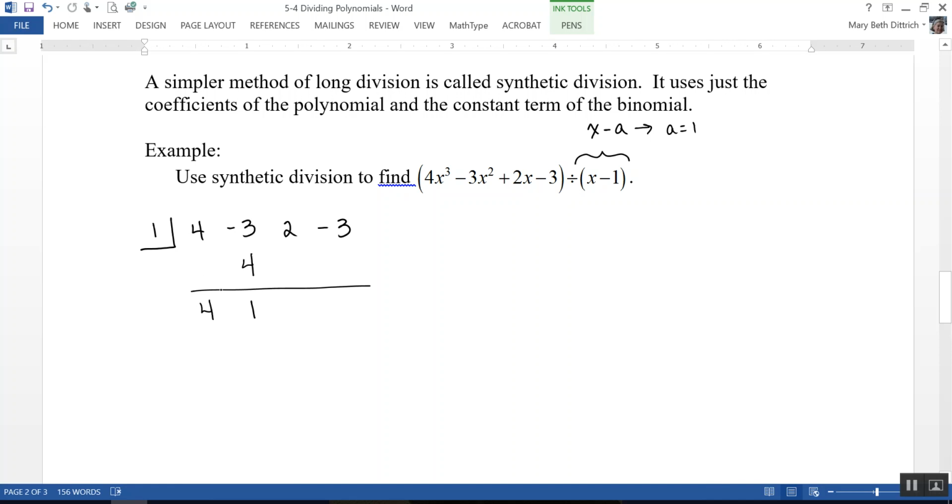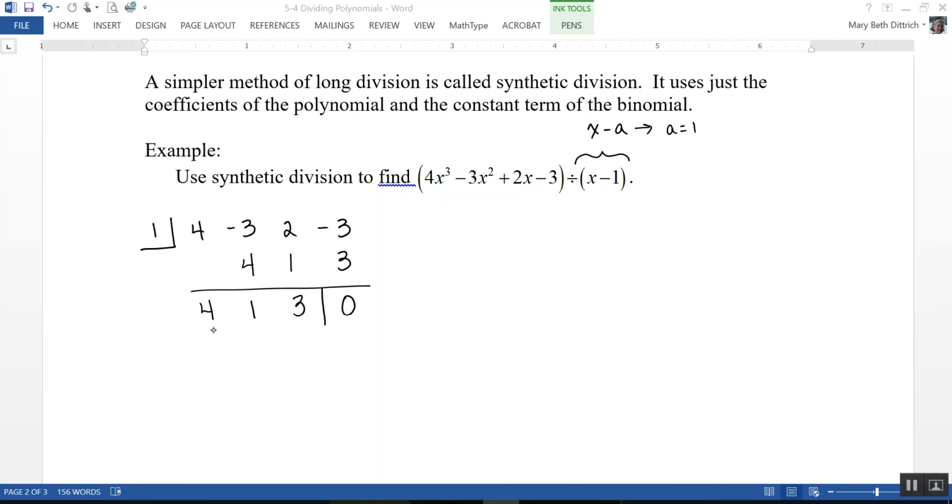This 1 times that 1 is 1, and it goes there. Add these, gives me a 3. This 1 times 3, put it here, gives me a 3, and that gives me a 0. Generally what we do is draw a line between the second to the last and the last number. This is my remainder, which is really cool. And then I need to write my solution.